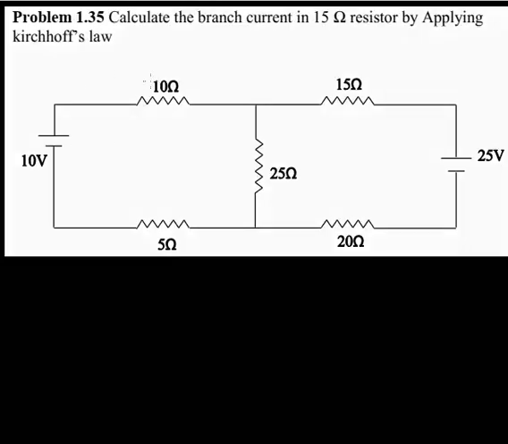I have another circuit here before me that I need to analyze. The question goes this way: calculate the branch current in the 15 ohm resistor by applying Kirchhoff's laws. So we are looking for the branch current passing through this 15 ohm resistor. Now this circuit is somewhat more complex, different from what we actually treated before.